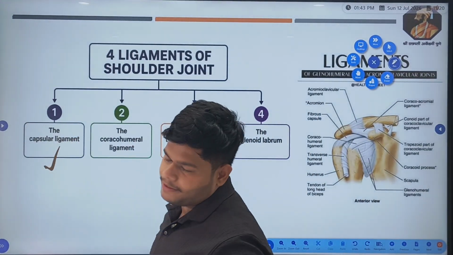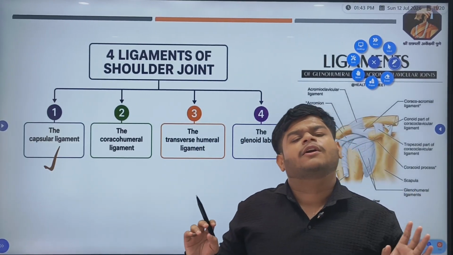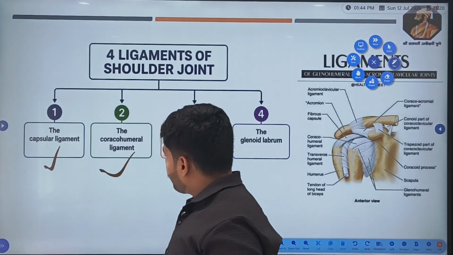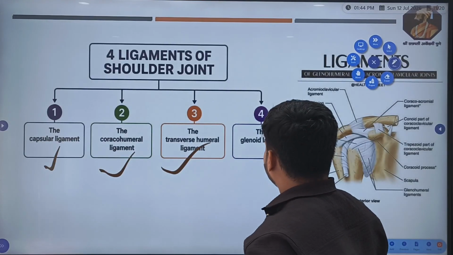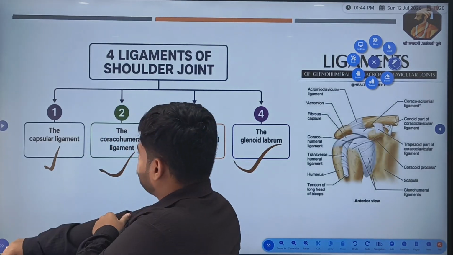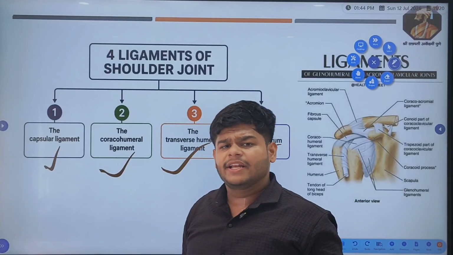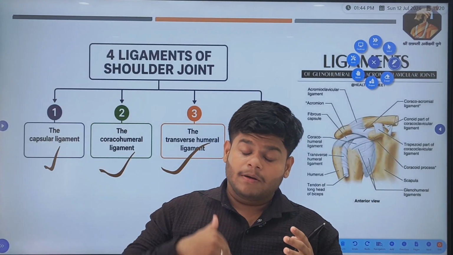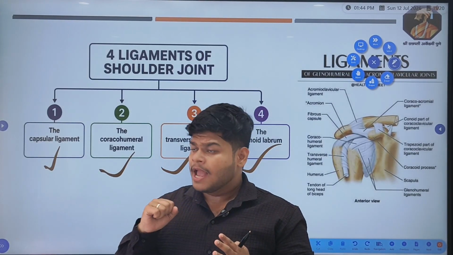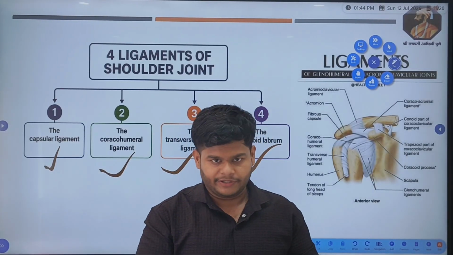First one is the capsular ligament. The name capsular, you will come across everywhere when you learn the joints or the ligaments of the joints. The others are the coracohumeral ligament, the transverse humeral ligament, and the glenoid labrum. Now, the capsular ligament. This capsular ligament is attached medially below the supraglenoid tubercle, to the scapula, and laterally it is attached to the anatomical neck of the humerus.